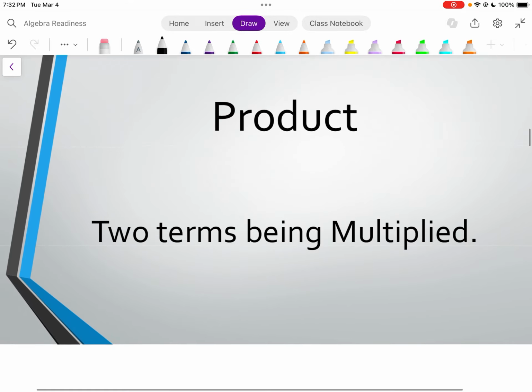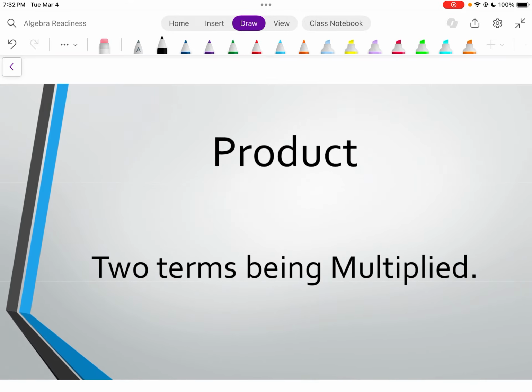Then our next word is product. Now this is review from our last chapter, so hopefully this definition is not new to you. That is two terms being multiplied. And we talked about how a term could be a number, a variable, or a number with a variable. When we write a number with a variable, we always write the number first, and then the variable second.